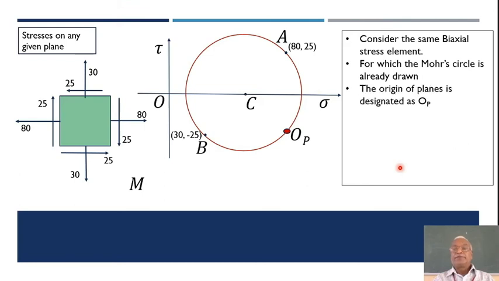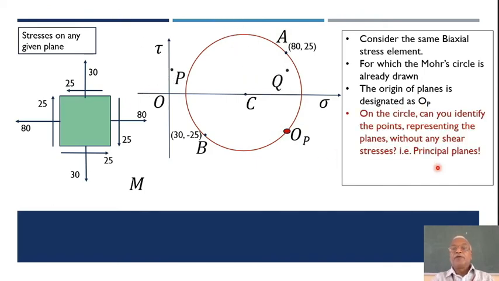Now further, the origin of planes is designated as OP. You know how to find it. Parallel to this vertical plane, which is represented by this point, you draw a line, and where it cuts the circumference is known as OP, the origin of planes. Now on the circle, can you identify the points representing the planes without any shear stresses?